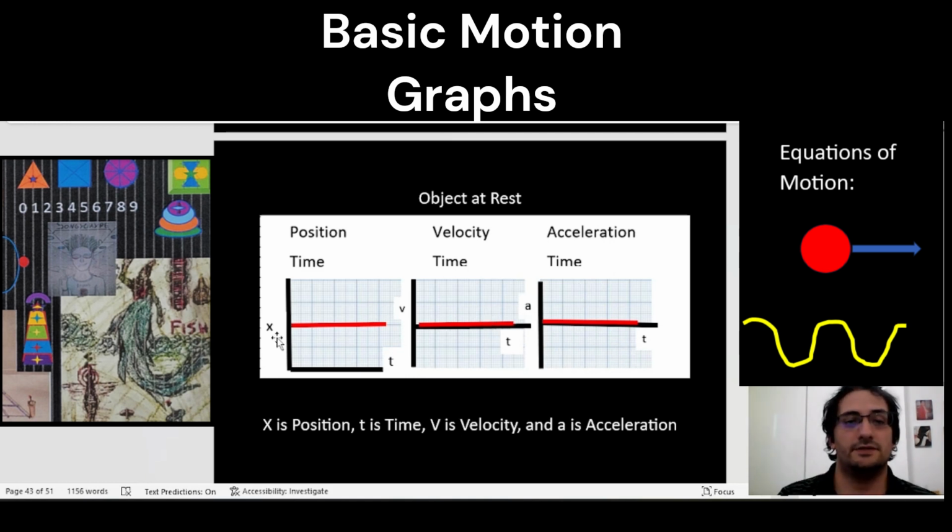An object at rest means it will stay at the same position throughout time, which means its velocity is zero, which means its acceleration is zero.